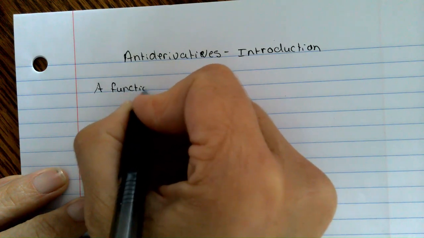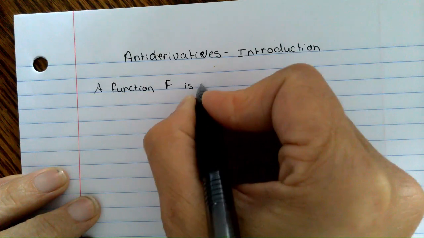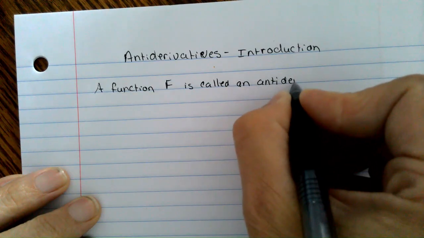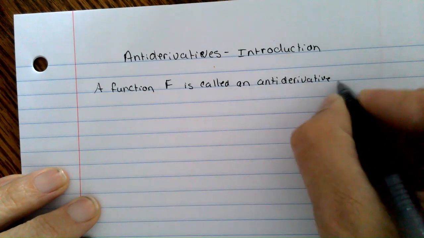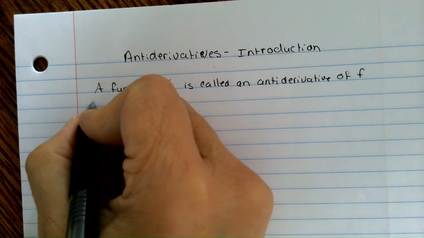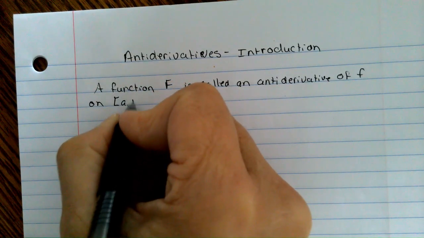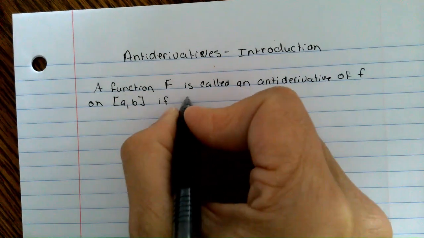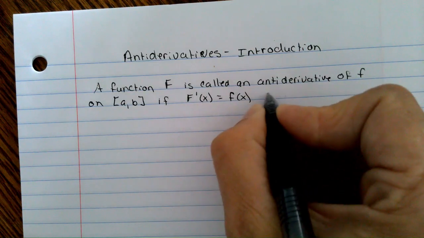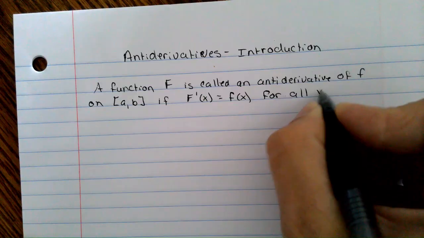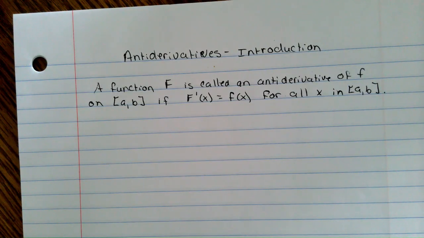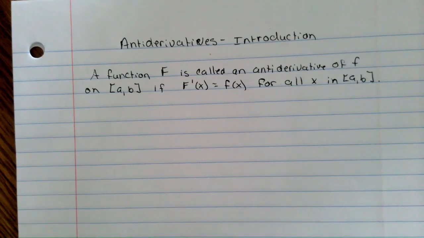Your function capital F is called an antiderivative of f, and yes, I did mean to capitalize versus not capitalize, on a to b if capital F prime of x is equal to f of x for all x in a to b. Okay.